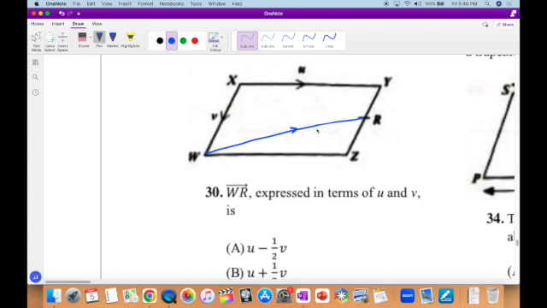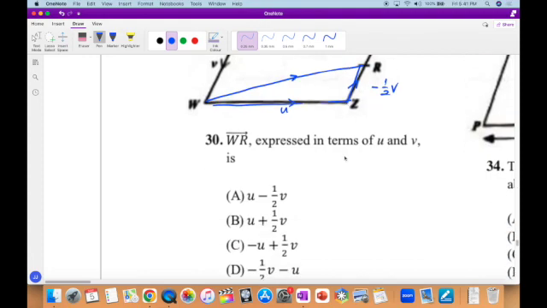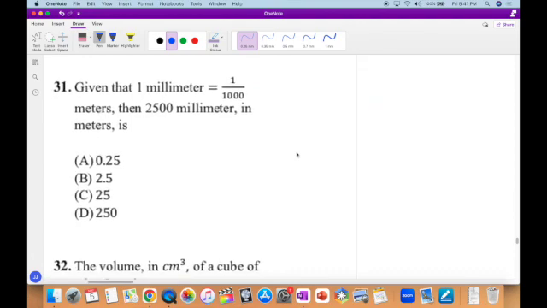Well, in order for me to get to WR, I'll have to go WZ then ZR. WZ is U in that same direction, but ZR will be minus a half V, because V is this whole thing going in this direction, so this is a half of that, so it'll be U minus a half V, it'll be E.